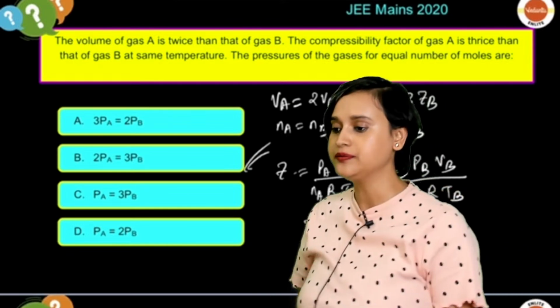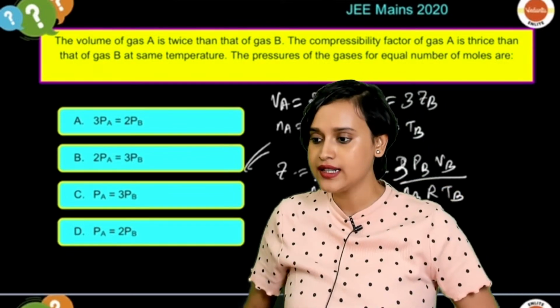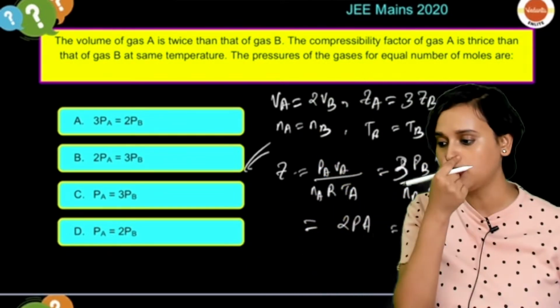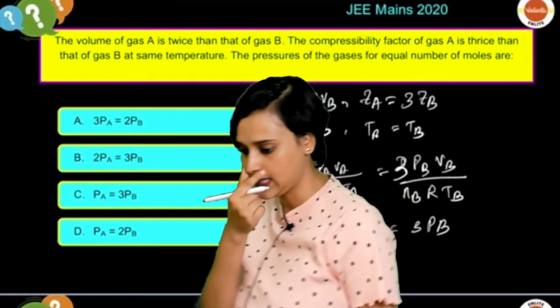Is that what you're getting? Yes, you are absolutely right. 2PA is equal to 3PB.